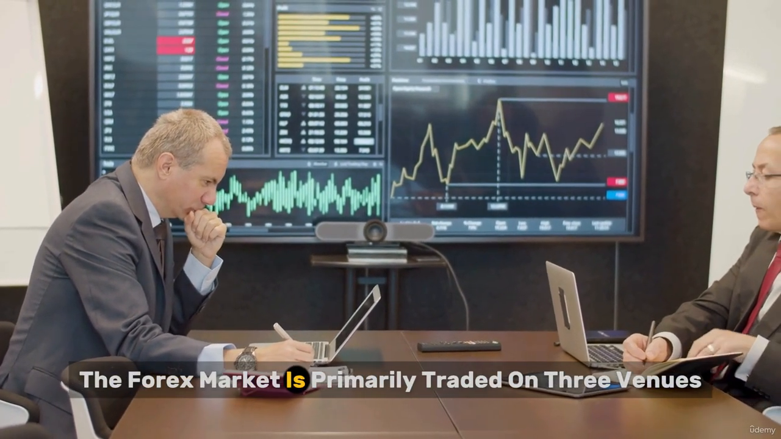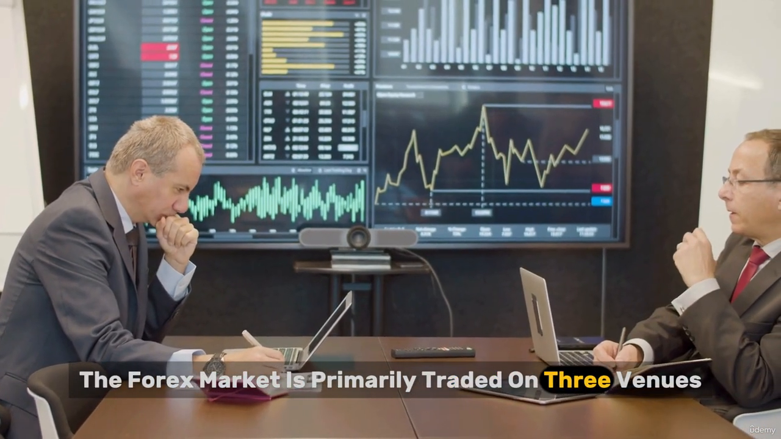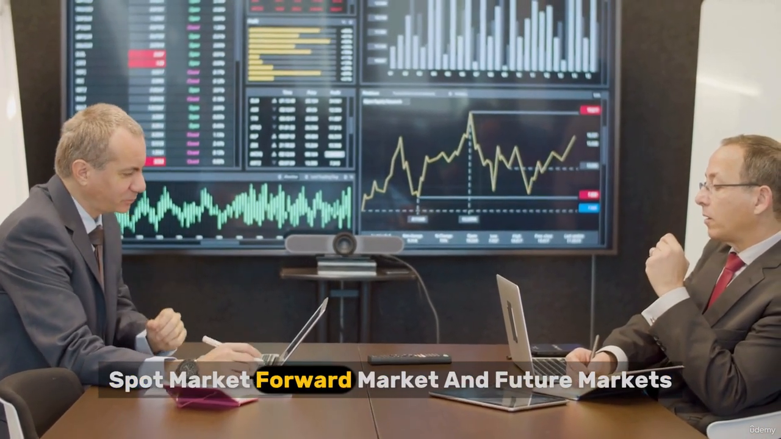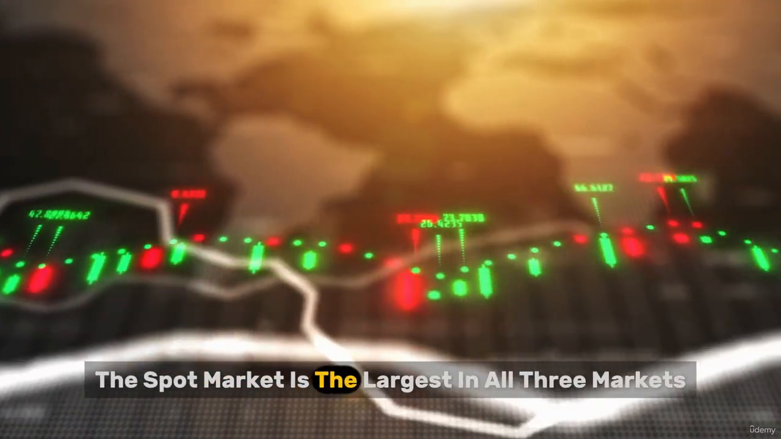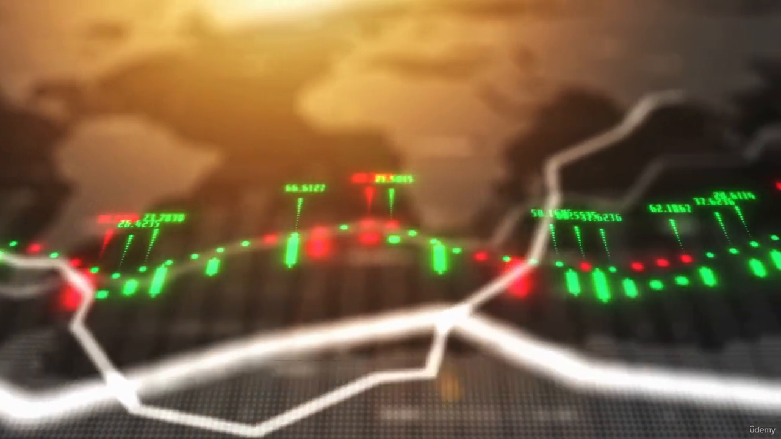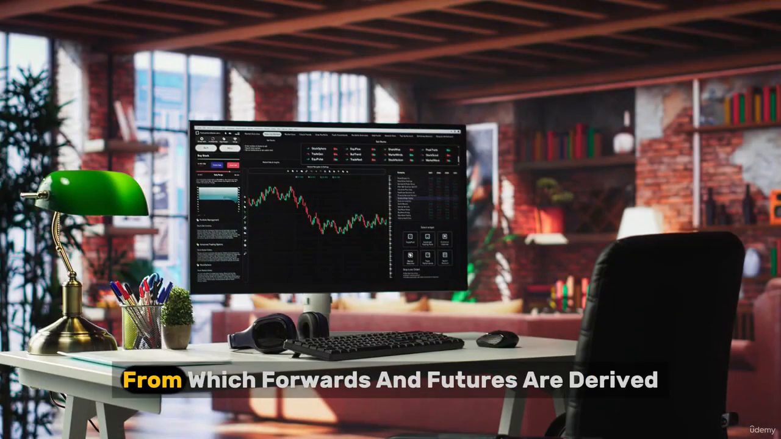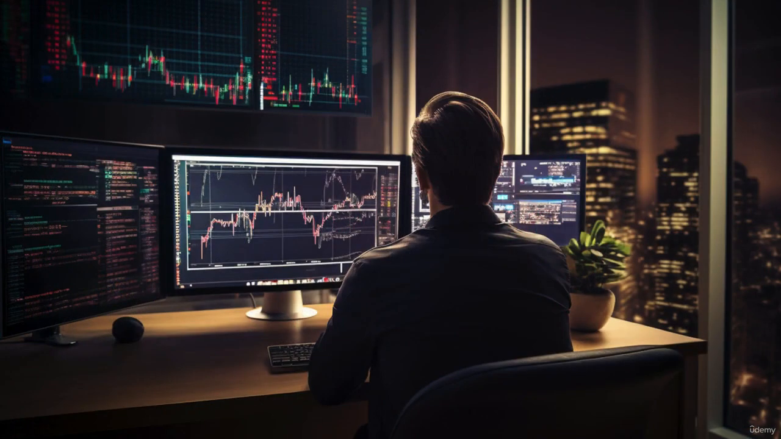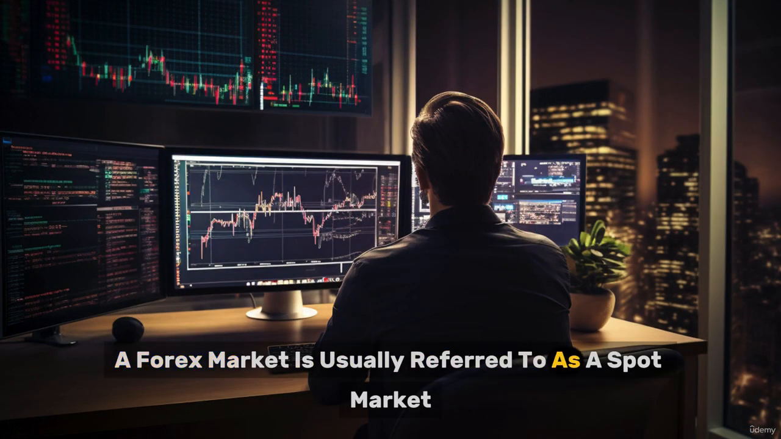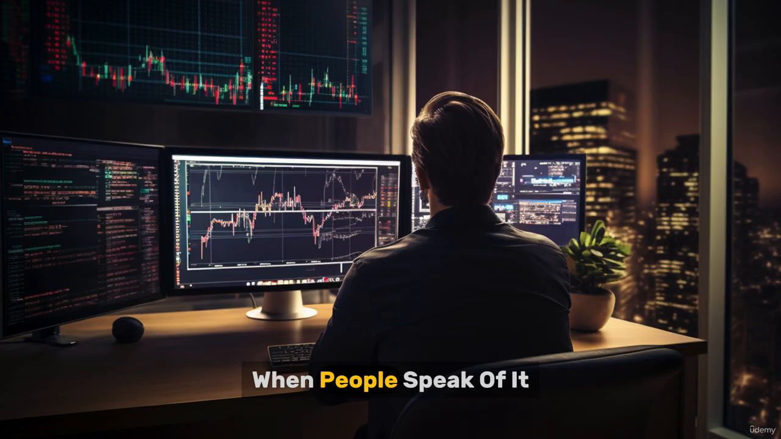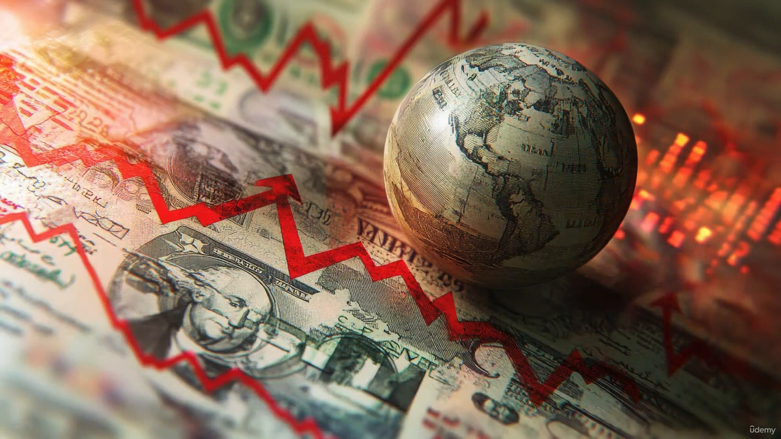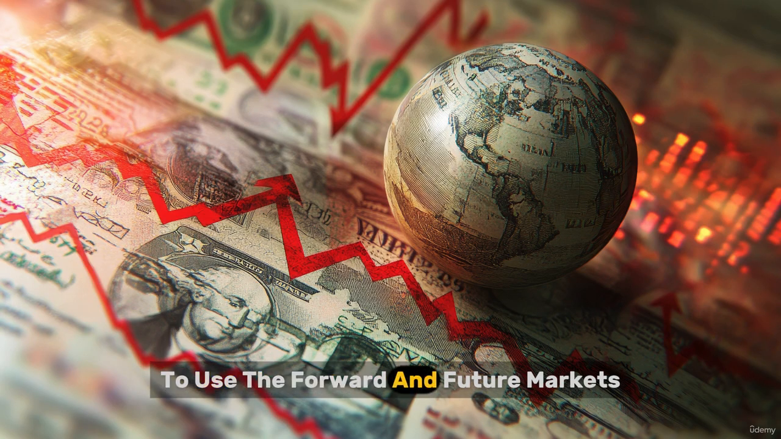The forex market is primarily traded on three venues: spot market, forward market, and futures markets. The spot market is the largest of all three markets, as it is the underlying asset from which forwards and futures are derived. The forex market is usually referred to as a spot market when people speak of it. It is common for companies and financial firms to use the forward and futures markets to hedge their foreign exchange risk.